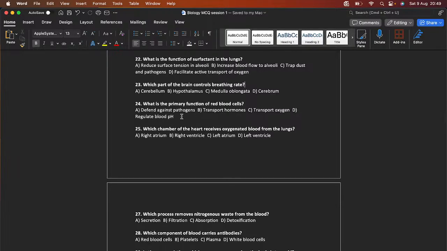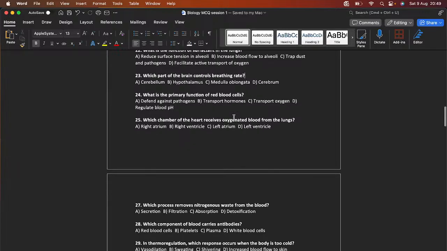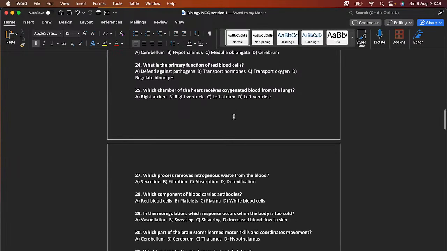Defend against pathogens, transport hormones, transport oxygen, or is it to regulate blood pH? So I think we saw this earlier, right? So it's to transport oxygen. What part of the red blood cells controls the transportation of oxygen is hemoglobin. Hemoglobin is found within red blood cells, and it's used for the transportation of oxygen.